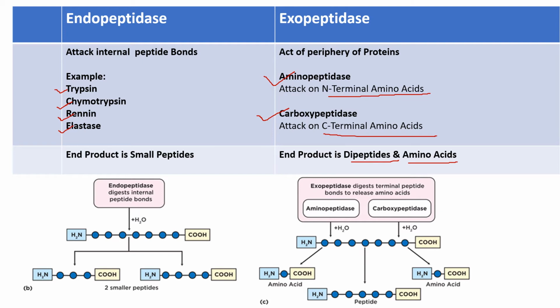So exopeptidases digest terminal peptides, and here you will get amino acids because they are acting on the terminal end, so the amino acid will be liberated very easily. Liberated means released very easily. And here you will get peptides. So here we are getting small peptides, and here we are getting peptides and amino acids. So this may be asked in your exam.